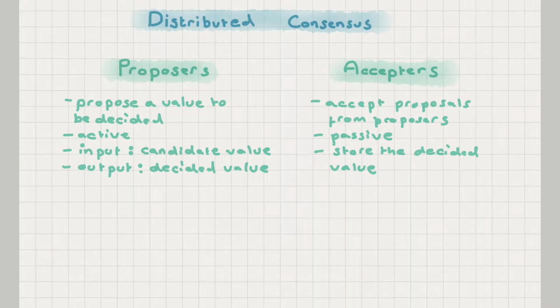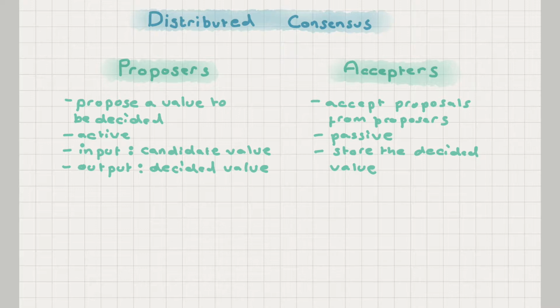So we'll start with what is the problem of distributed consensus. There are two components in the system. There are the proposers. These are a bit like the clients of the system. And there are the acceptors. We can think of these like the servers of the system. The role of the proposers is to propose values to be decided, and the role of the acceptors is to accept some of these proposals.